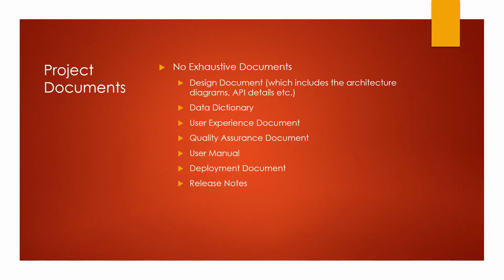So let us see now what Scrum says about project documents. Scrum recommends that we do not have exhaustive documents. What does exhaustive documents mean? But every project should have at least the following list of documents: the design document, which includes architecture diagrams, API details, etc., the data dictionary, the user experience document, quality assurance document, user manual, deployment document, and release notes. Maybe I don't know what else we will have. In my humble opinion, we need at least the above documents. Does the above list represent exhaustive documentation? I believe no.